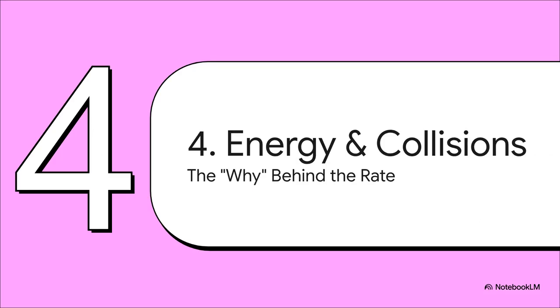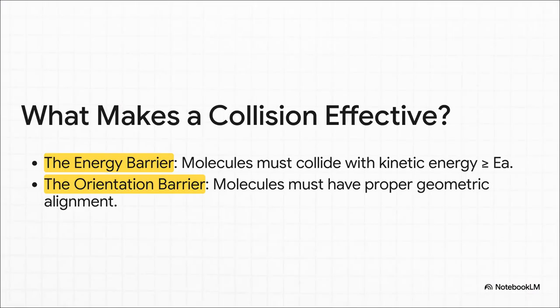So, we've covered the what and the how, but now for the really cool part, the why. Why do things like temperature and concentration even make a difference? To get that, we have to zoom way, way down to the molecular level and actually watch what's happening when these molecules collide. You see, for a reaction to actually happen, molecules can't just gently bump into each other. Two things absolutely have to happen.